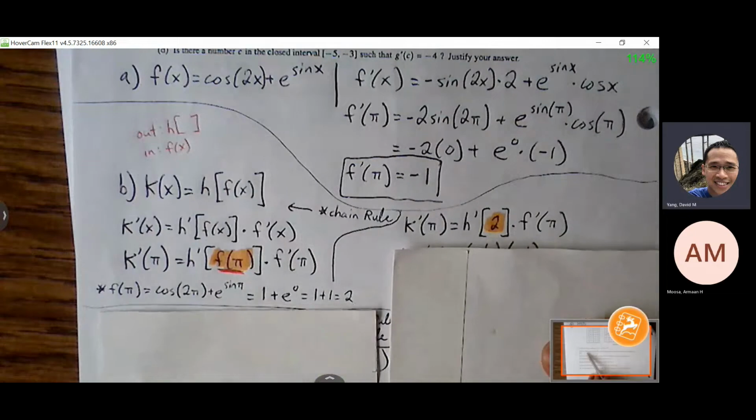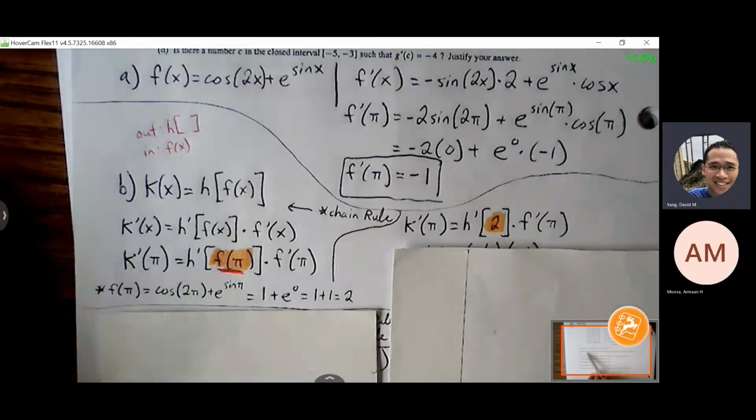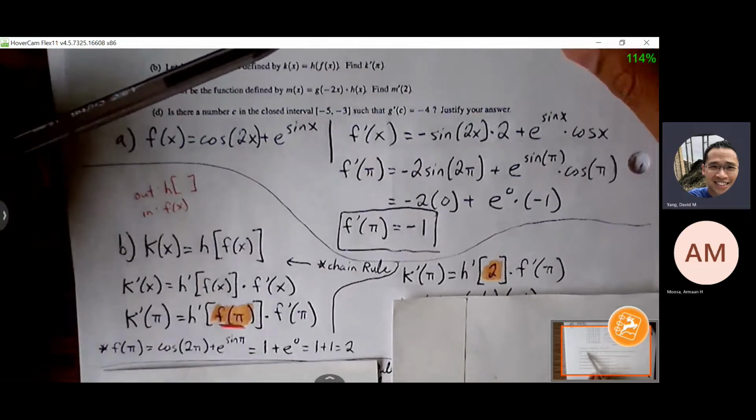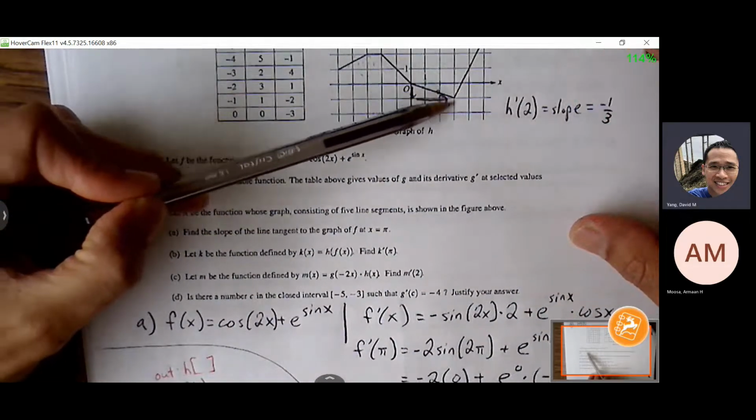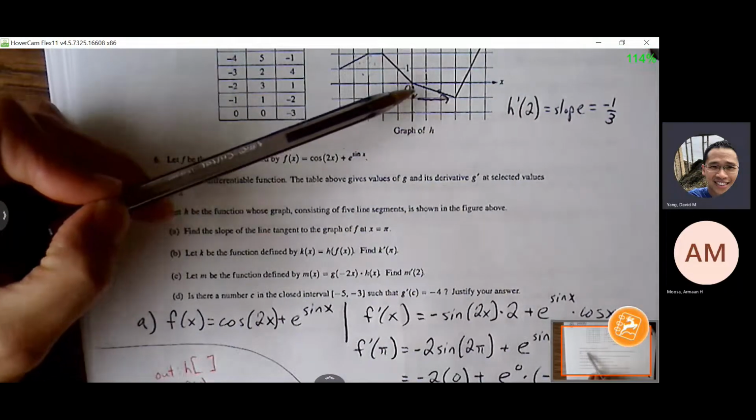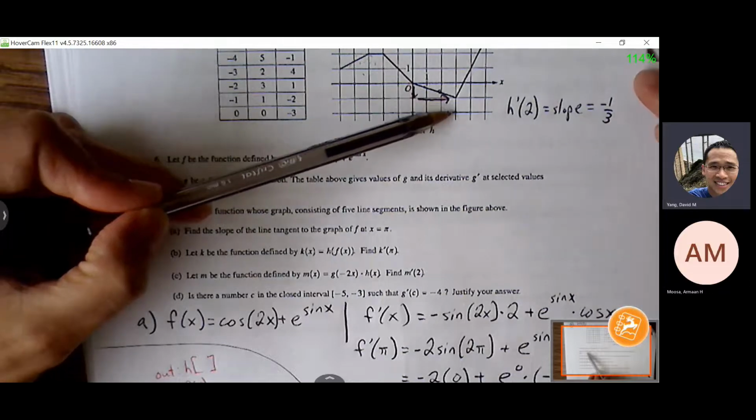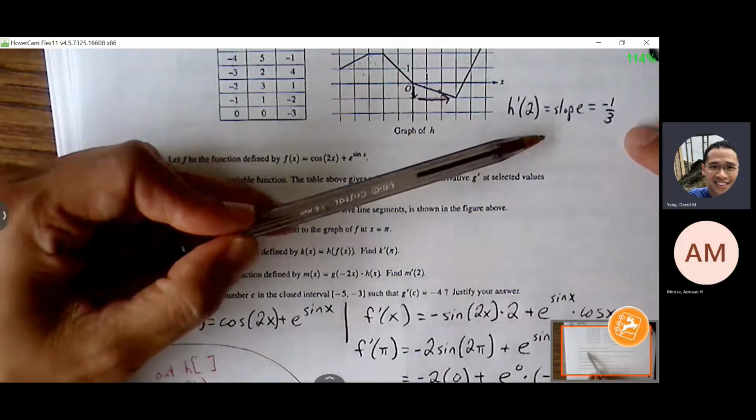All right, are we good there? Okay, so now we have an easier problem because I just have to figure out what h prime of 2 is and also what f prime of pi is. h prime of 2 means looking at the h graph and seeing the slope of the h graph at 2. At 2 it is part of this decreasing, negative slope, so I just have to figure out the slope of this line segment. Starting at the ends, I go down 1 over 3. My slope is negative 1/3.